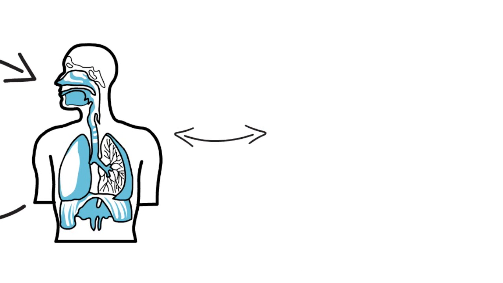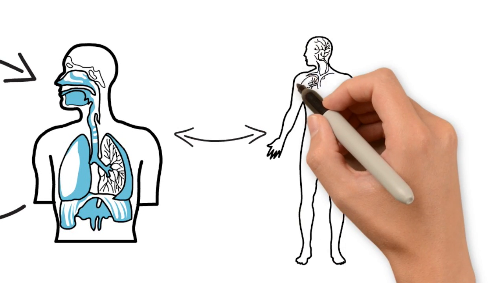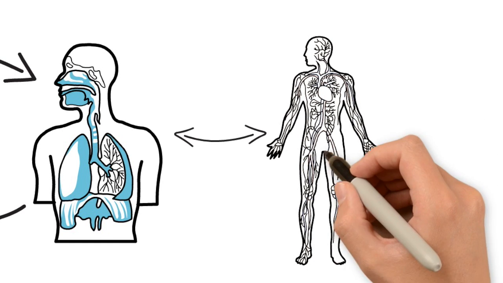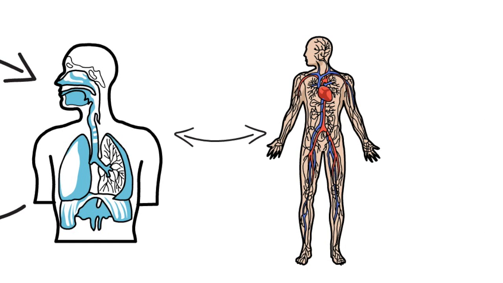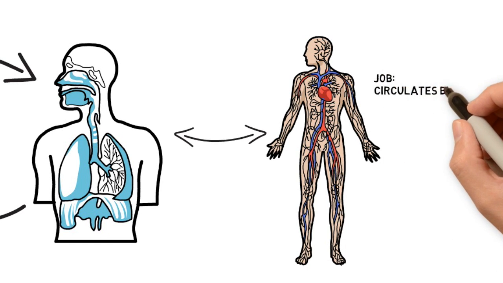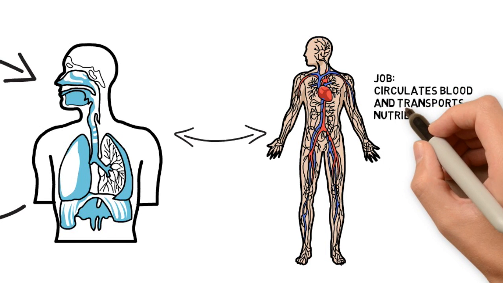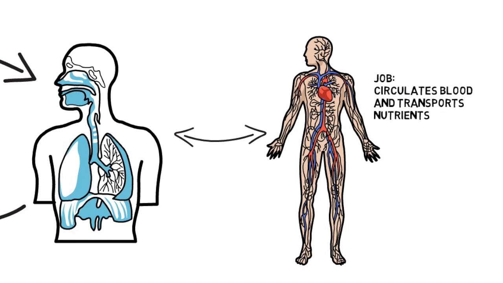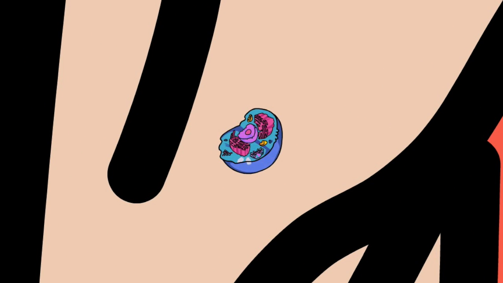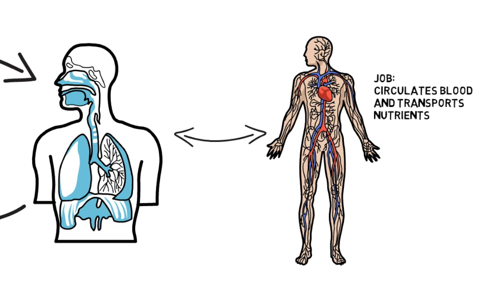The respiratory system does not work alone. In order to supply oxygen to cells, it works with the circulatory system. The circulatory system's job is to circulate blood and transport nutrients. Oxygen enters the lungs and is transported through the circulatory system to the body cells. After leaving the body cells, carbon dioxide is transported through the circulatory system to the lungs, where it is then exhaled out of the body.